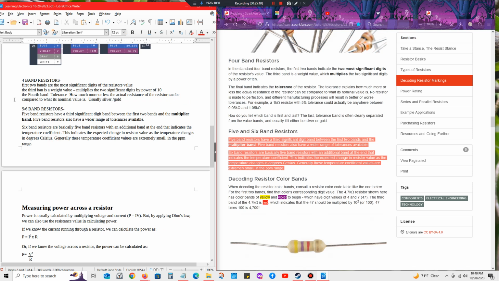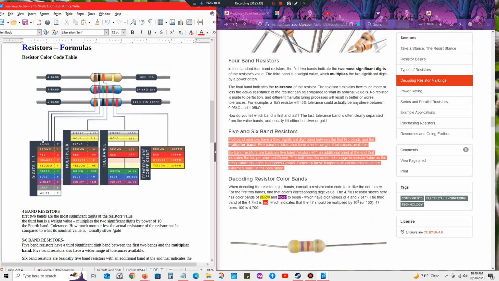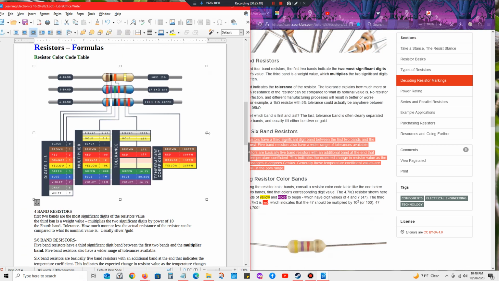Okay, so basically, I remember I went over this in the video about the colors of the resistor. Can I make this wider? No, I can't. So you have the bands, you have a 4 band, 5 band, 6 band. On a 4 band, the first two are your significant digits. The third band is the weight, which is the multiplier. So you take these two and you multiply it by the power of 10. And then the last one is the tolerance.